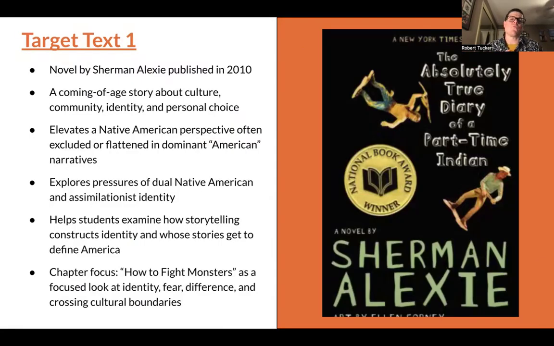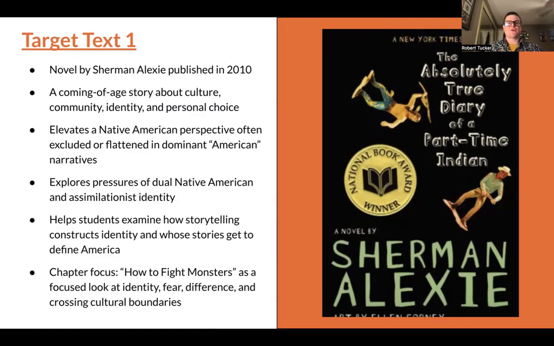So target text number 1 is The Absolutely True Diary of a Part-Time Indian by Sherman Alexie. If you're not familiar with this book, it is a coming-of-age story focused on the character Junior. It's semi-autobiographical, but it really does a good job of elevating a Native American perspective that is not the traditional flattened or stereotypical narrative that we usually hear in the United States.